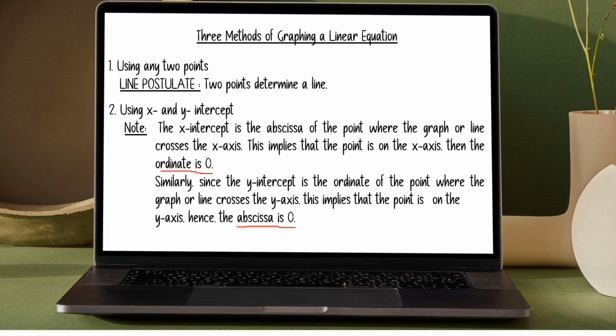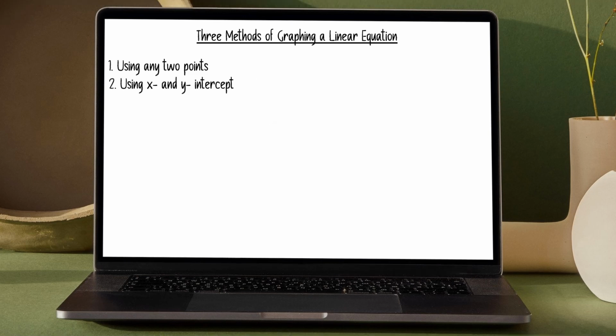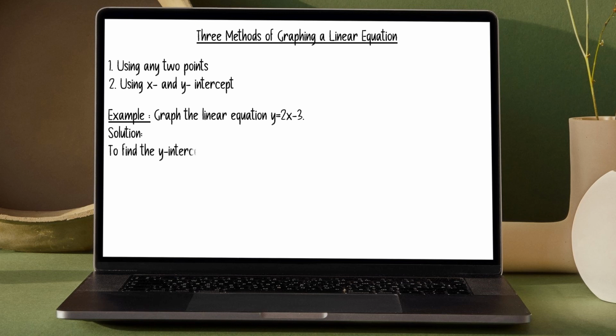In other words, to find the x-intercept, you simply set y to be 0, and to find the y-intercept, we simply set x to be 0. Let us look at an example. Graph the linear equation y equal to 2x minus 3. First, we find the y-intercept, so we set x to be 0 and substitute the value of x to the given equation y equal to 2x minus 3. So we have y equal to 2 times 0 minus 3 is equal to negative 3.